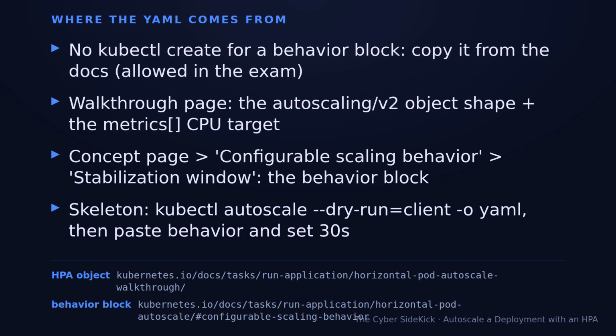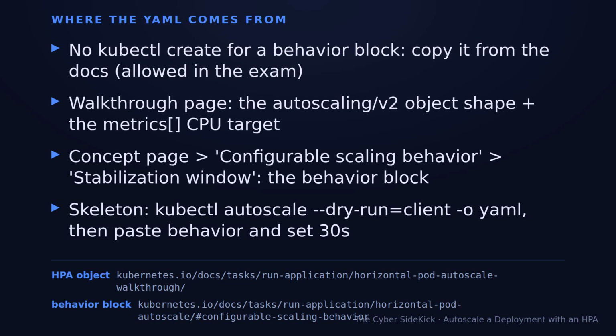Two pages on kubernetes.io cover it. Search HPA and open the horizontal pod autoscaler walkthrough. It shows the autoscaling v2 object with the metrics array, the shape for the CPU target. Then open the horizontal pod autoscaling concept page and find the section called Configurable Scaling Behavior, with its stabilization window example. Lift the scale-down blocks straight from there.